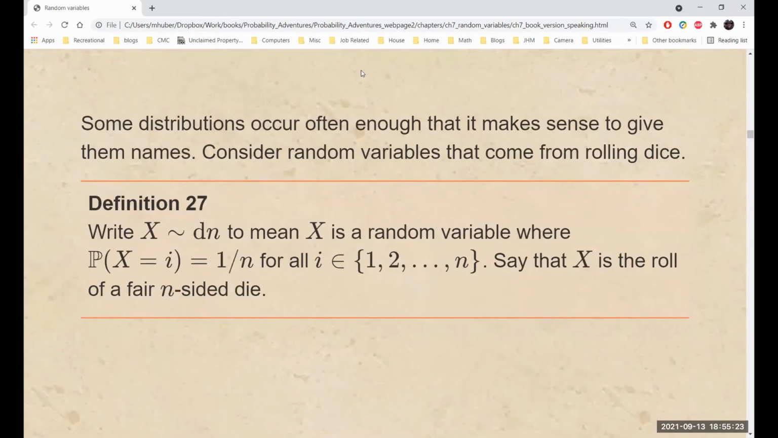Now, some distributions occur often enough that it makes sense to give them their own names. Consider random variables that come from rolling dice. We will write X tilde dn to mean that X is a random variable where the probability that X equals i is 1 over n for all i in the set {1, 2, 3, up to n}. We say that X is the roll of a fair n-sided die.